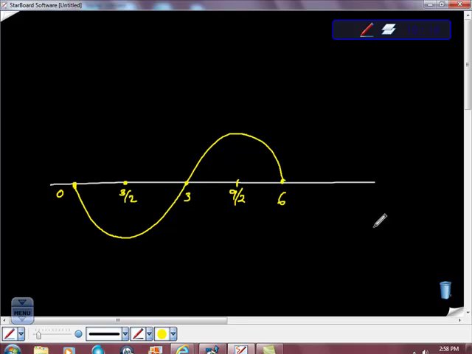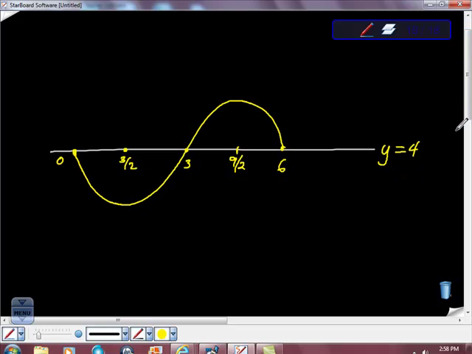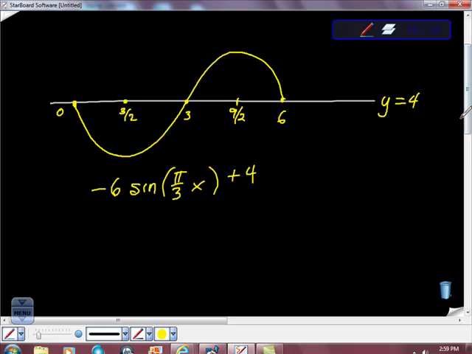And now, if you remember, I said that we had a vertical shift of 4. That means that this line here is y is equal to 4, right? So we almost have this graphed, right? Now I'm just going to evaluate this at these landmarks. So I'm going to evaluate -6 sine pi thirds x plus 4. All I'm going to do now is substitute in these values.